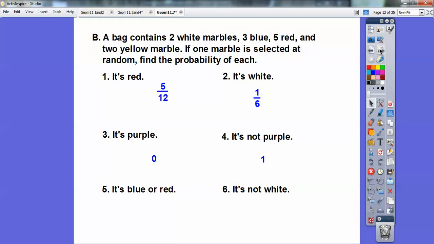It's blue or red. You have to count up how many blues are in there: 3, and there are 5 red. So there are 8 total of blue or red. And then 4 goes into 8 and 4 goes into 12, 2 and 3 times, so it gives you 2/3. All right, it's not white. There are 2 white in there, so that means there are 10 of them that are not white. Of course, reduce that: 2 goes into 10 5 times, and 2 goes into 12 6 times. So 5/6. That's how probability works.